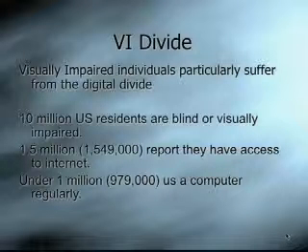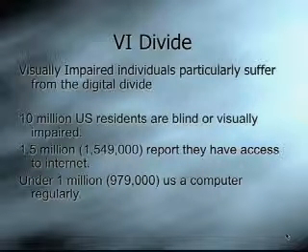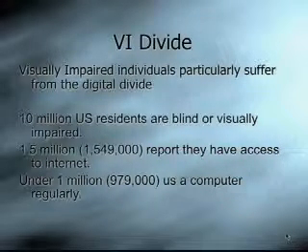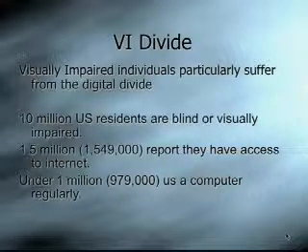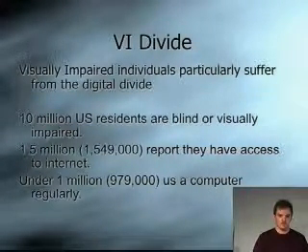So now I'm going to talk a little bit more about the visual impairment divide. I'm going to focus on that area because that was one of the larger gaps, and it was an area that I've done a little bit of work in, not too much. So the visually impaired individuals, like I say here, are particularly affected by the digital divide. 10 million U.S. residents are visually impaired or blind, and about 15% of them actually have access to the internet.